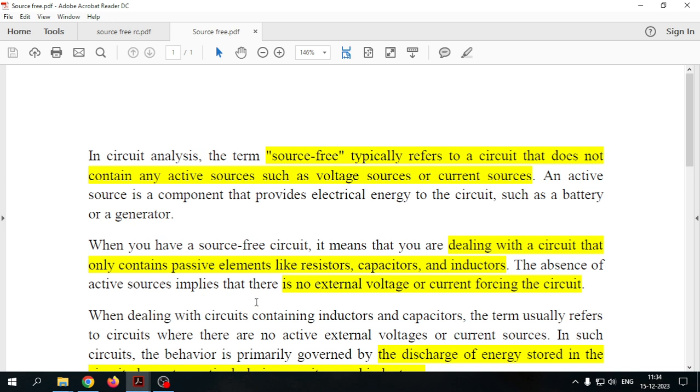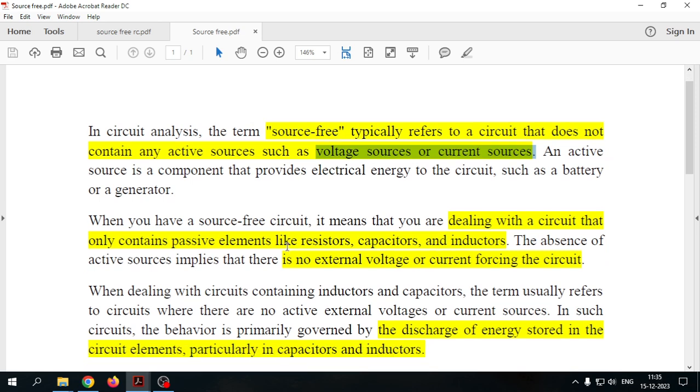In this video, we will discuss source-free circuits. So what is source-free? A source-free circuit generally means that there is no voltage or current source present in the circuit, so how will the circuit behave? When there is no source, for example a current source or voltage source, what are the remaining components available?